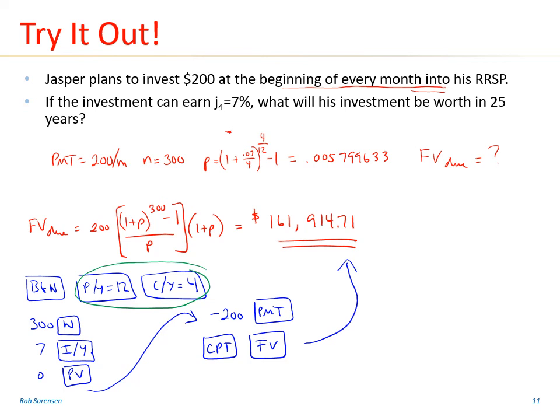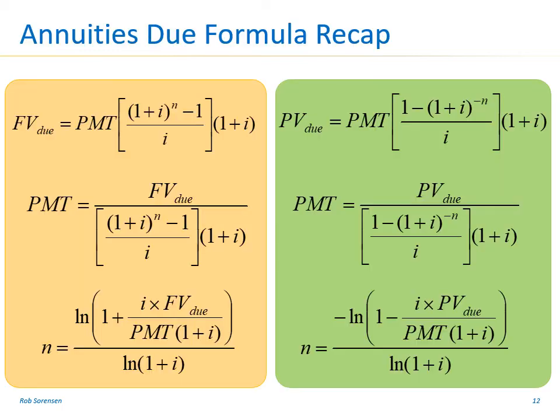That's really it for annuities due. Here's a quick recap of the formulas. In yellow here on the left, I've got the formulas for when we want to calculate future value due. That's a large amount of money. There's one for future value due, one for payment, and one for N. There is no formula for I, but we can use our calculator for that.